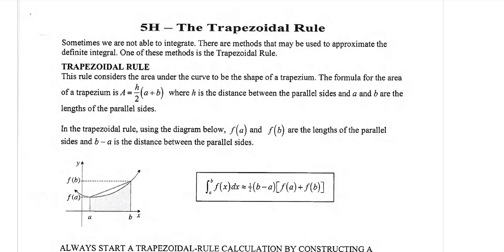That says sometimes we are not able to integrate. Therefore, there are methods that may be used to approximate the definite integral. One of these methods is the trapezoidal rule.